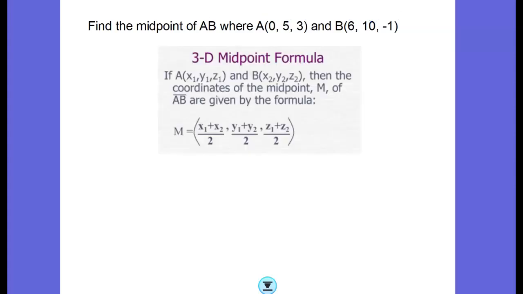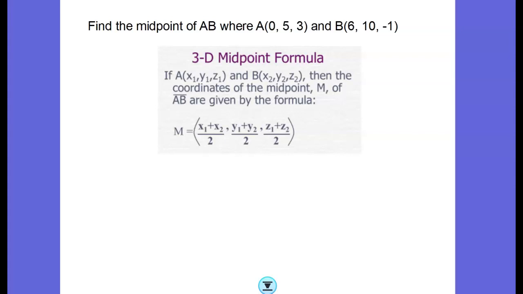So there is my formula. If I cut it off here, and I just had this part, that would be the formula for the midpoint of a line segment in two dimensions. Now, we have 3 dimensions, so we just bring in that z. So let's look at this example.